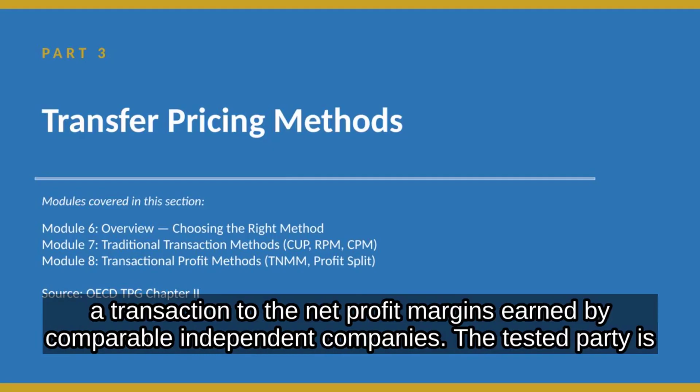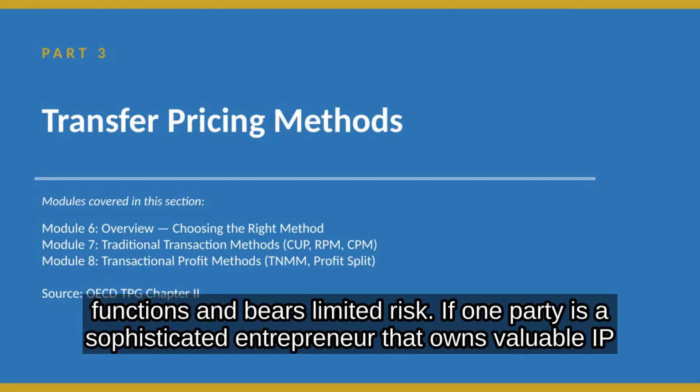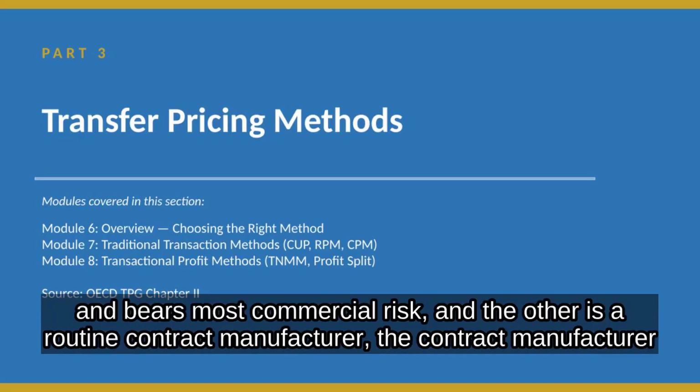The tested party is typically the simpler of the two parties in the transaction, the one that performs routine functions and bears limited risk. If one party is a sophisticated entrepreneur that owns valuable IP and bears most commercial risk, and the other is a routine contract manufacturer, the contract manufacturer would be the tested party.